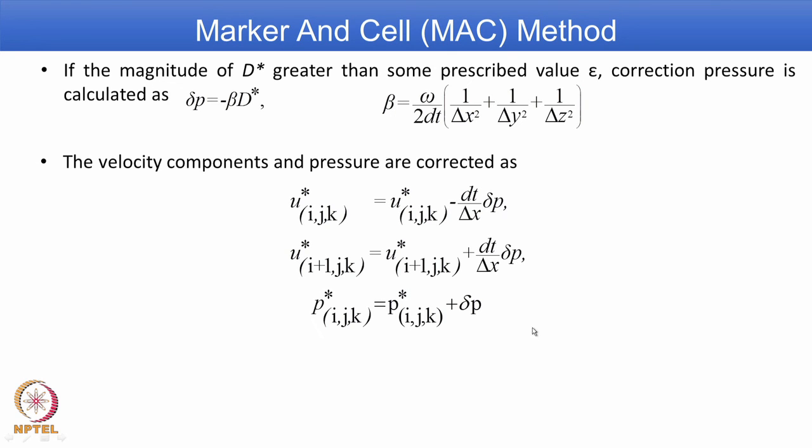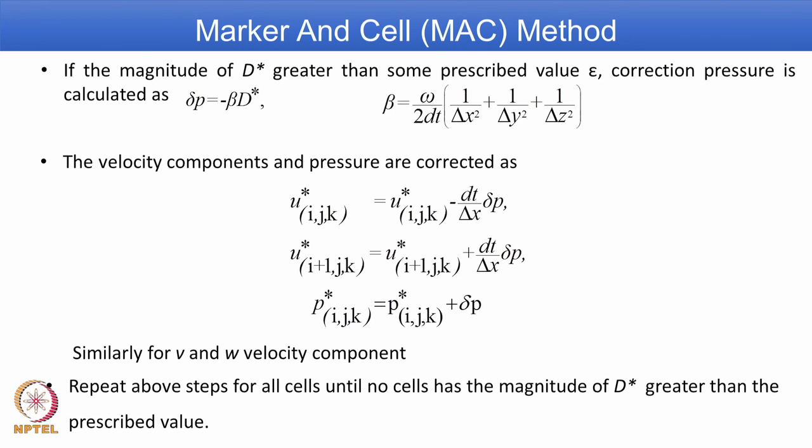Similarly, the pressure is also corrected. So, in this equation, u star on the left side is the new velocity, p star is the new pressure. You can use them as u star or you can write it as u itself, it is immaterial. What is to be noted is this is a corrected velocity and corrected pressure. One can repeat this procedure for the other two components v as well as w. Now repeat this step for all the cells in the computational domain until no cell has a magnitude greater than the d star that you have specified.